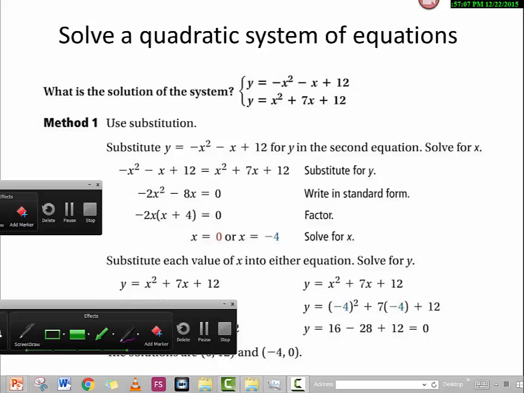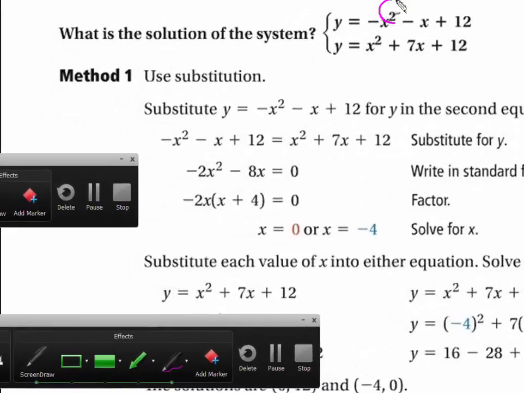So when you take a look at the system, this time both of them are quadratic equations. You can tell from the power right here. So we are dealing with two quadratic equations here. The first method we're going to use is substitution. Basically, it's the same as what we just did, but this time instead of dealing with a linear equation, we are dealing with two quadratic equations.